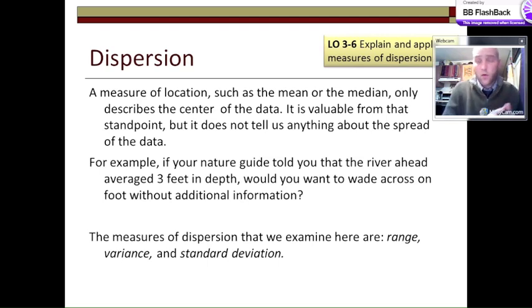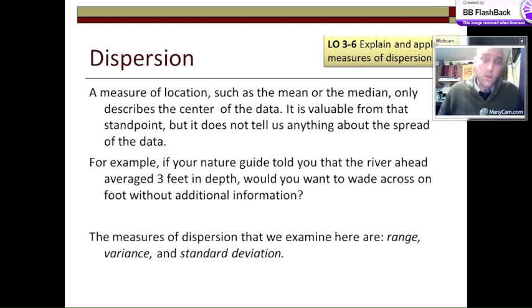Dispersion is a whole different class of things. Measures of location, such as the mean or the median, only describe the center of the data. Now, it's valuable from that standpoint, but it doesn't tell you anything about how spread out they are, and that could be critically important. For example, if a nature guide told you that the river ahead averaged 3 feet in depth, up to your chest or your waist, depending on how tall you are, it's not that bad. Would you want to wade across that river on that information and that information alone?